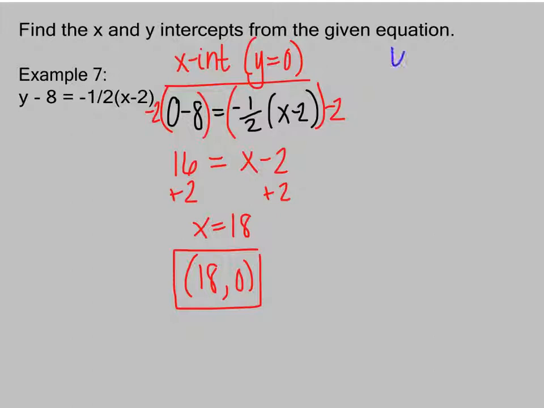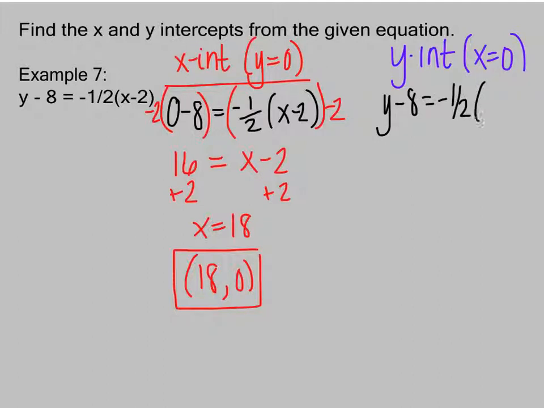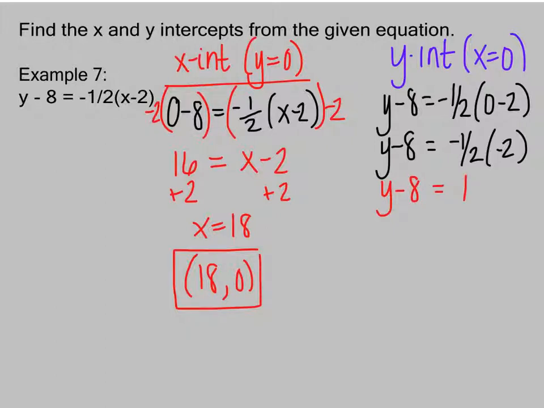To find my y-intercept, that again is where x is equal to 0. So I plug x equals 0 into my equation. So y minus 8 equals negative 1/2 times 0 minus 2. That means that what I'm really looking at is y minus 8 equals negative 1/2 times negative 2. That means y minus 8 is equal to positive 1. If I add 8 to both sides, I'll get y equals 9, which then lets me make my ordered pair 0, 9.